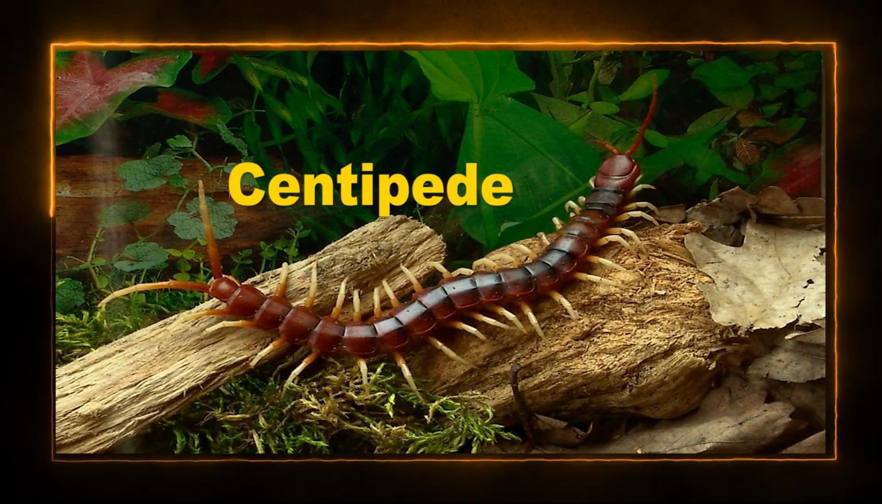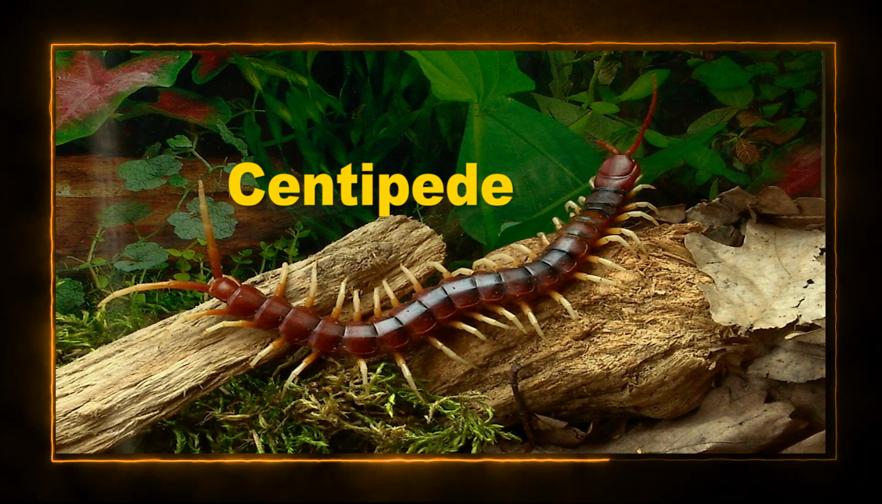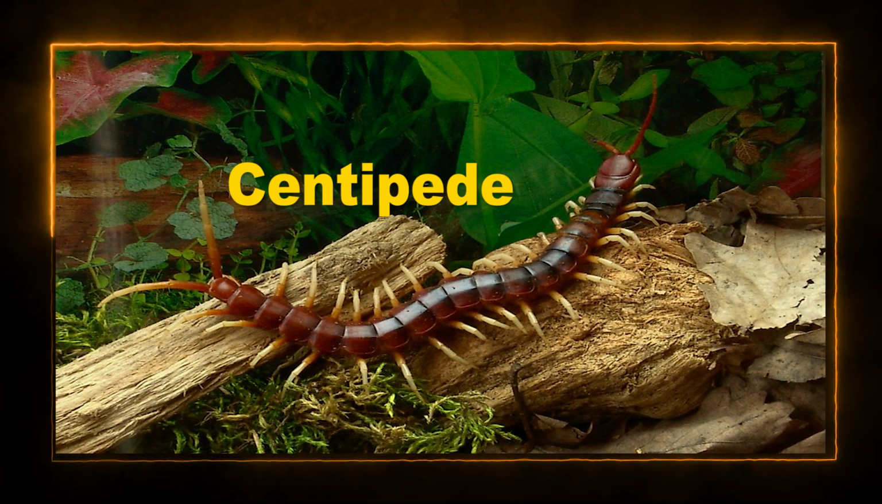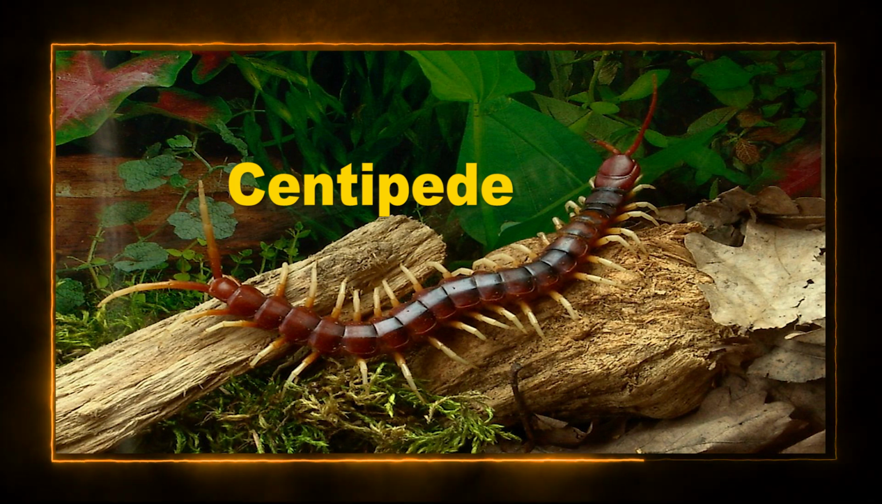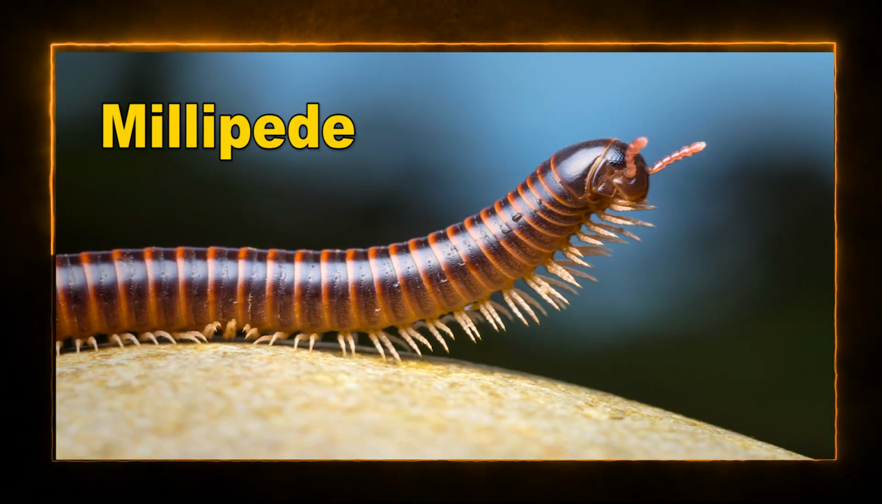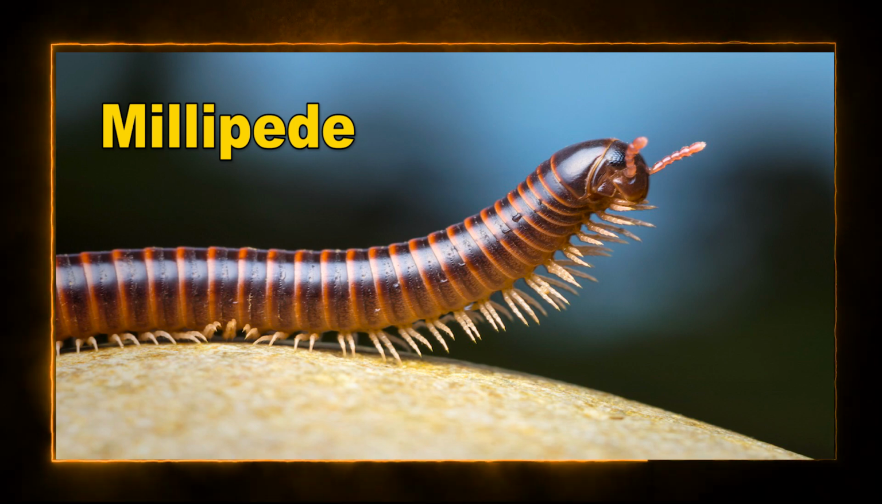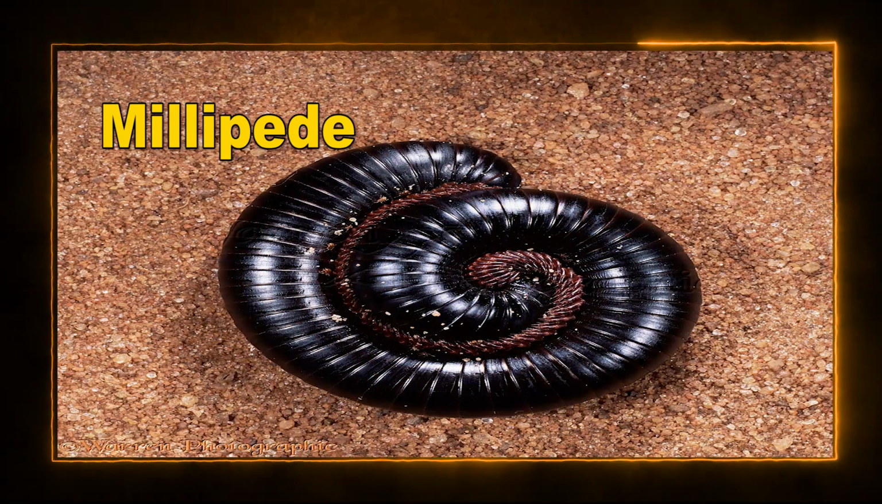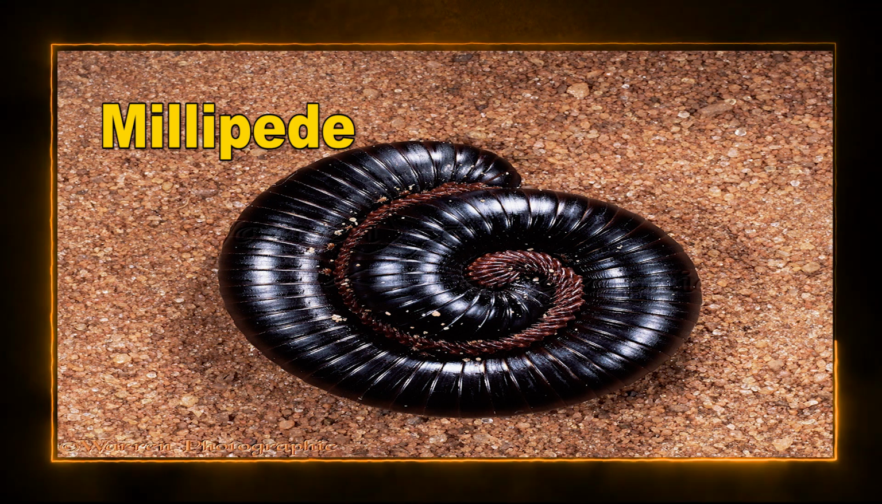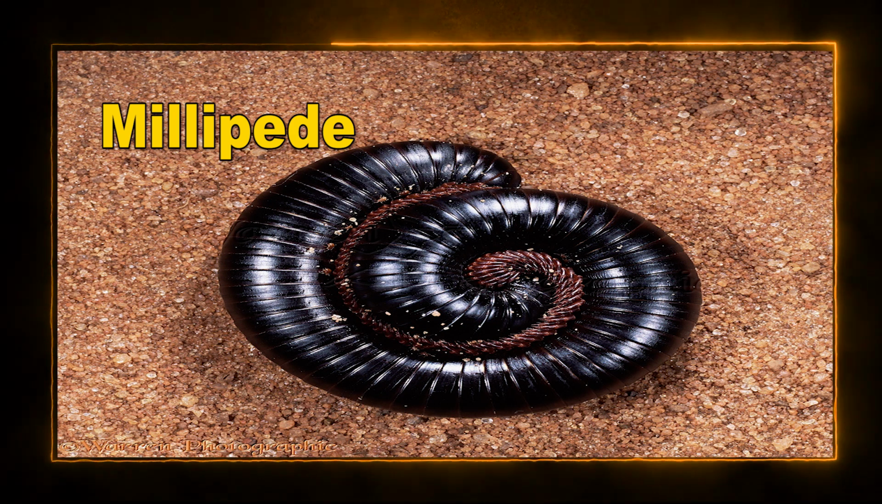Here you can see an image of a centipede. Notice the many legs and the segmented body, also the antenna. And then we have another image depicting a millipede. A millipede sometimes curls up into a defensive position when it's being provoked.